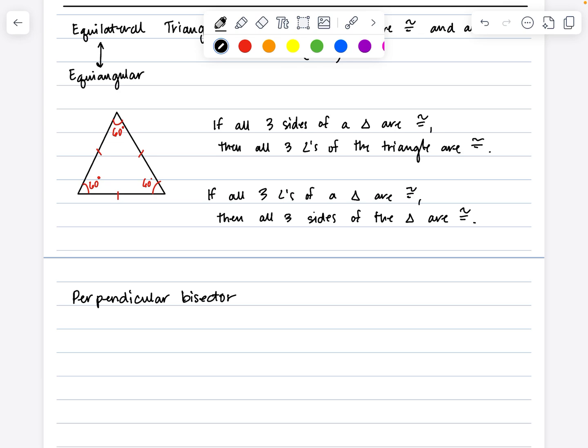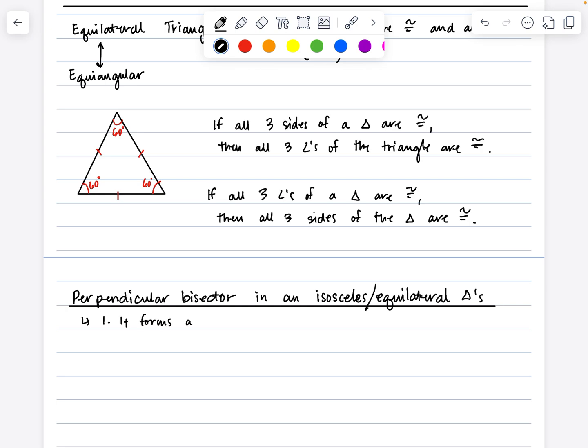So what's happening here is if we have a perpendicular bisector in an isosceles or equilateral triangle, so this is a little subcategory, then a couple things happen. First thing is it forms a 90-degree angle at its base.